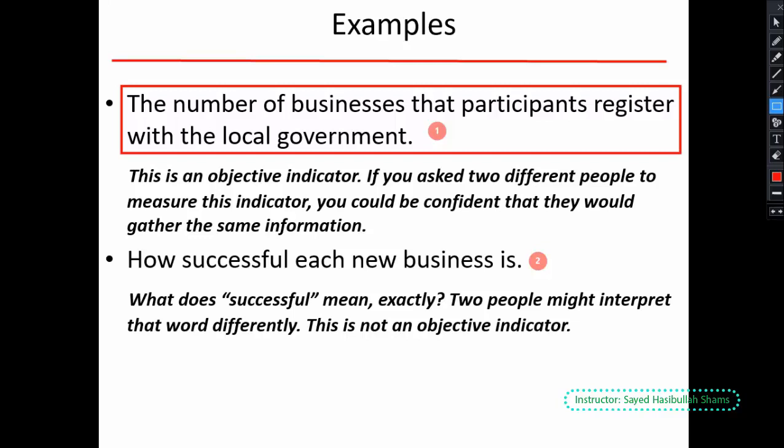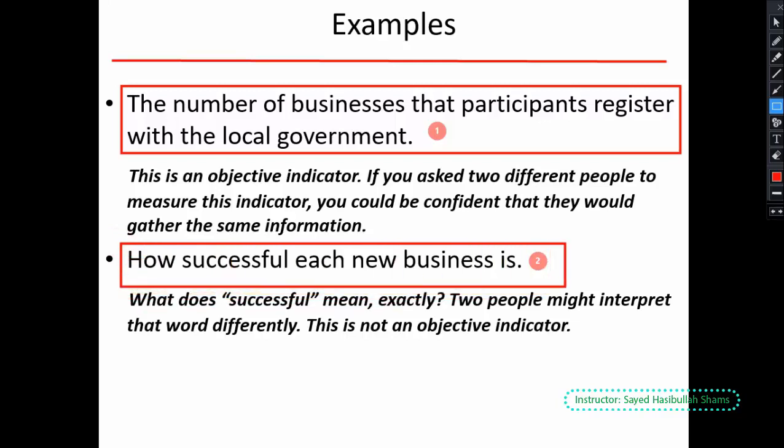The second indicator is how successful each new business is. We cannot define the word successful. If you ask from one to three people, they will interpret it in different ways. So we cannot say that this indicator is an objective indicator, while the first one is an objective indicator and the second one is not.